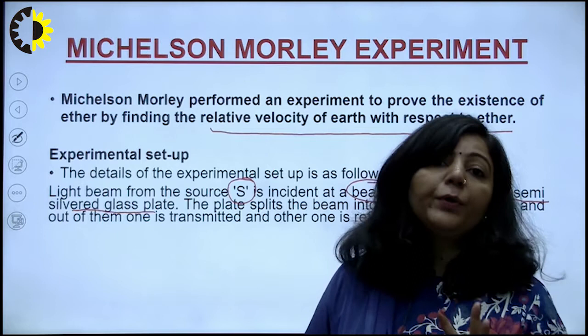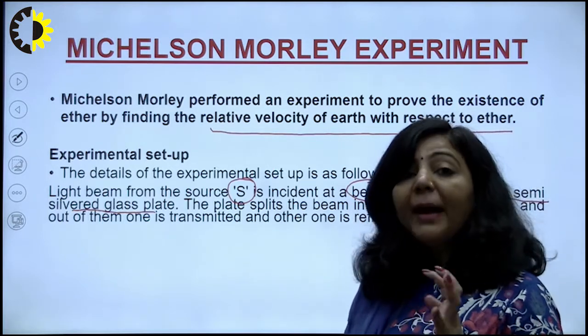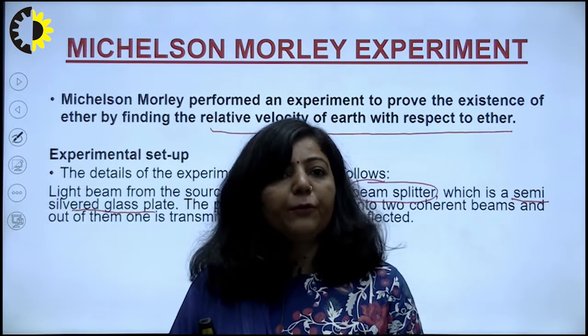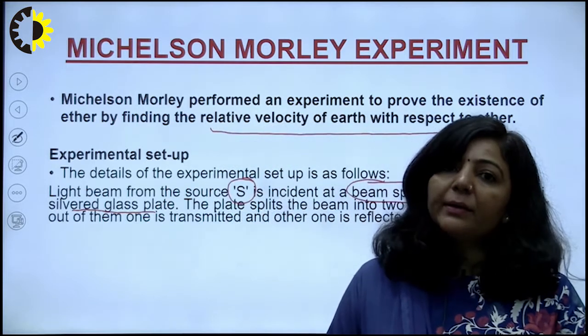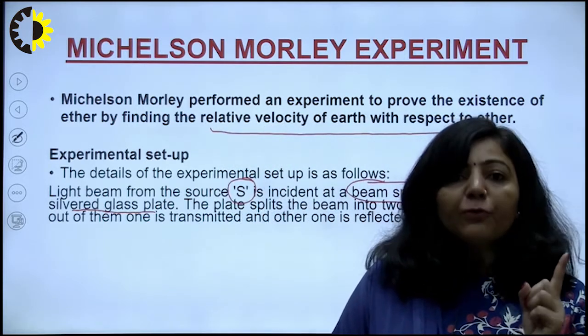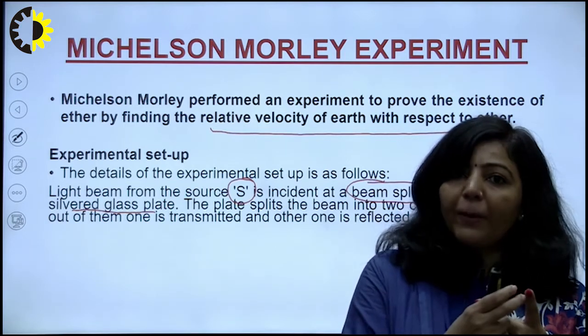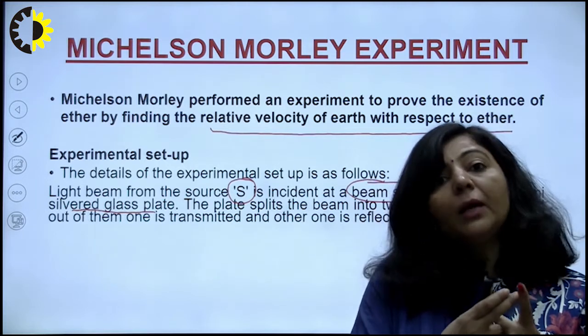If you have two independent sources, then you can never get coherent light. So the method to get coherent light is either you divide the wavefront of light, or the second method is you divide the amplitude of a single ray into two parts. If a single ray is divided into two parts, then those two rays will be coherent in nature.